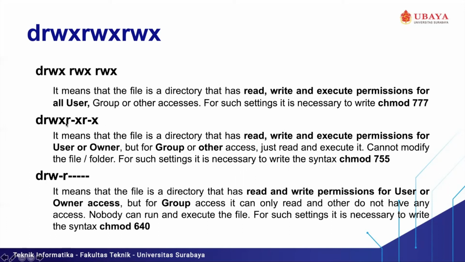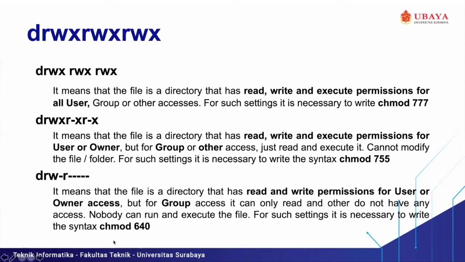Then another example, if we have a permission like drwxr-xr-x, we will use chmod 755. It means the user or owner of that file or folder can read, write, and execute, but the group will have read and execute access, and others will have read and execute access. Okay, just read and execute, not write. So the user will have access to read the file and also execute the file, not write or update the file.